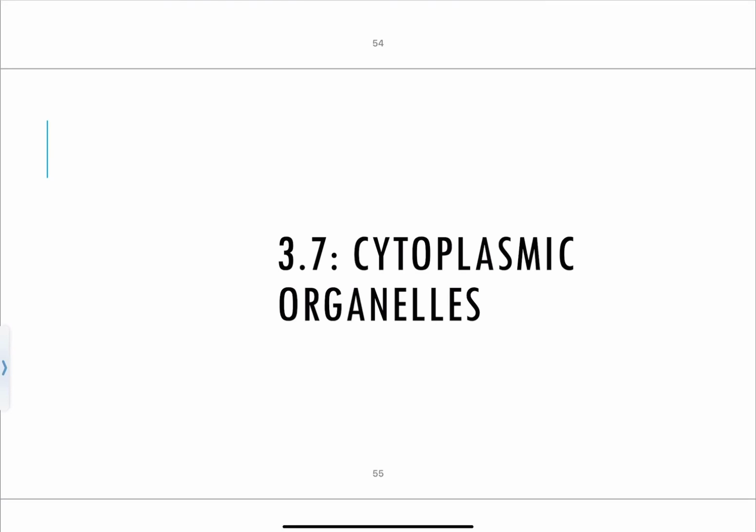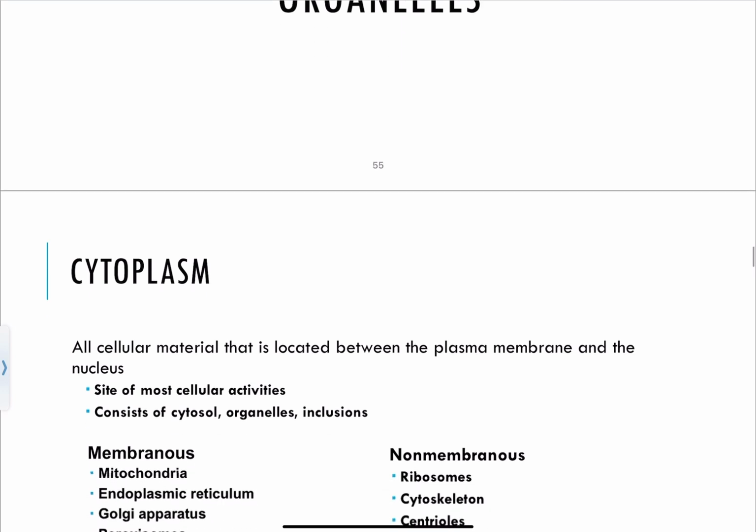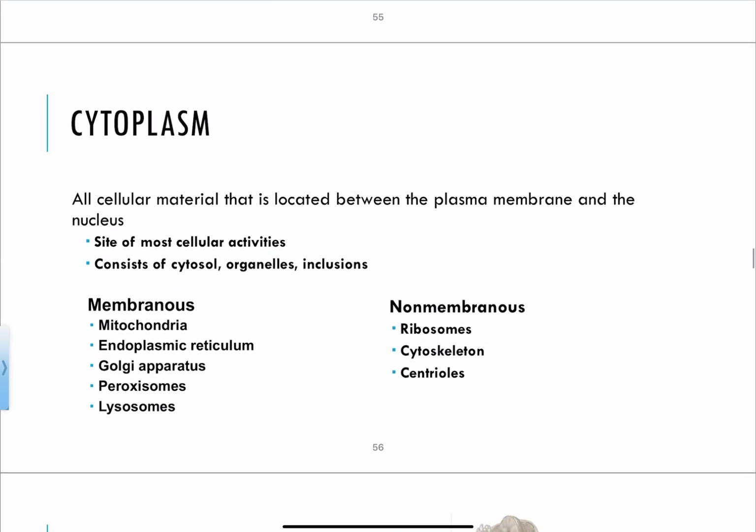Okay, so let's move on to section 7 of chapter 3, where we're going to talk a little bit about the organelles that can be found within a cell. Not all cells have all of these organelles, but these are the possible organelles that cells can have. Pretty much we classify the organelles based on whether or not they have a membrane. So we have some that have a membrane and some that do not.